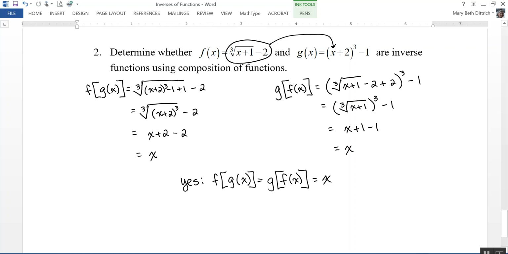So in this video we took a look at inverses of functions, what inverses are, what that looks like graphically, what that looks like in terms of a table of x and y values, how to find inverses algebraically, and then how to use composition of functions to determine whether or not two functions are indeed inverses of each other.